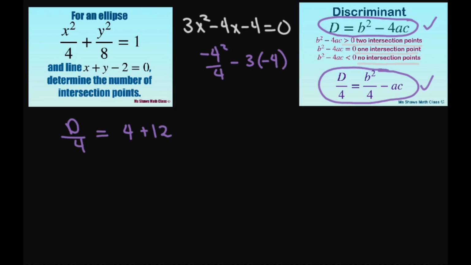All right, so it doesn't really matter what it equals, we just know it's greater than 0. And our question is determine the number of intersection points. So that means the ellipse and line intersect at 2 different points.